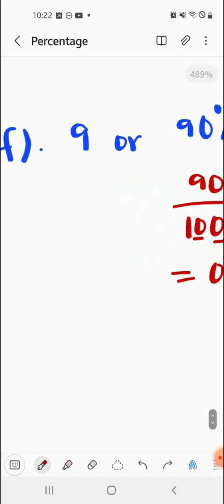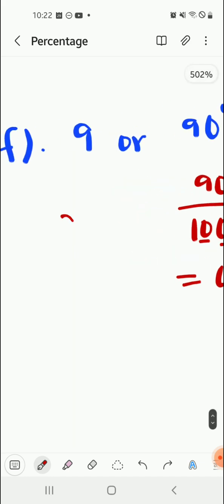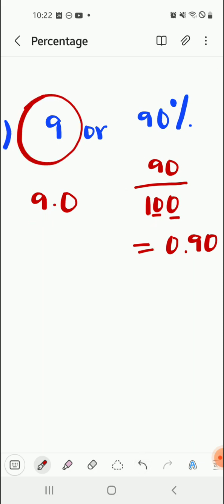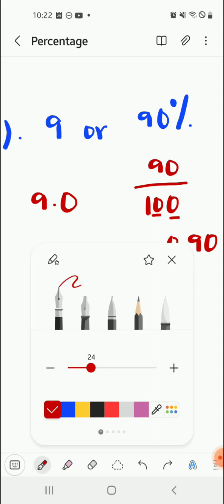9 means 9.0. So 9 is obviously greater. Obviously check the number before the decimal point. Here we have got 9 and here 0. So obviously this is the greater number. So we're going to write the answer: 9 is greater.